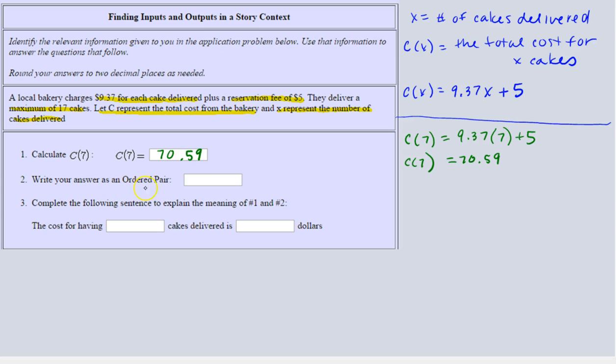Write your answer as an ordered pair. Well, the input is the number of cakes, and that was 7. The output is the total cost for 7 cakes, which is $70.59. Now we're going to complete the sentence to explain the meaning of 1 and 2. So the cost for having blank cakes delivered, well, we said the input 7 was the number of cakes, so 7 cakes delivered is $70.59.